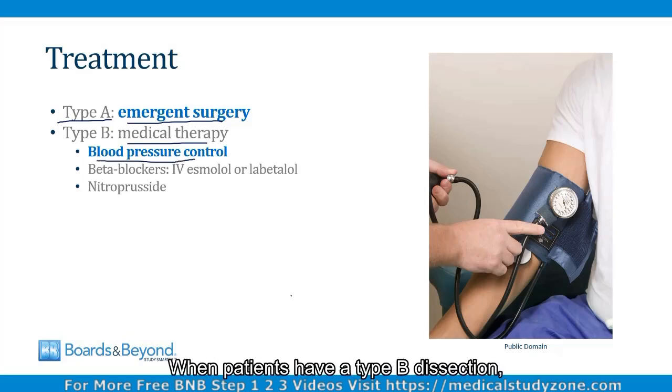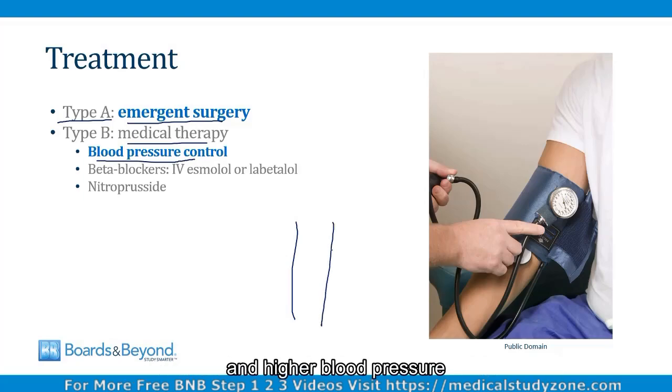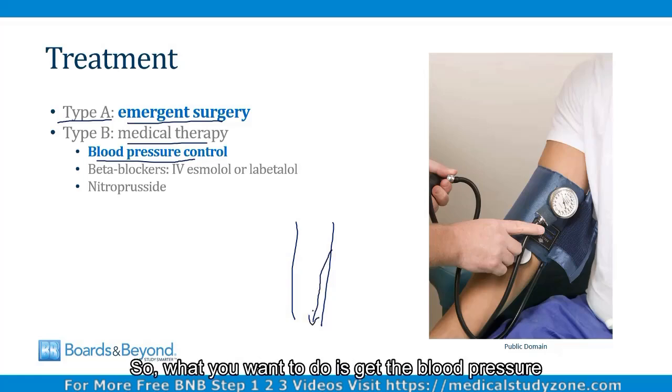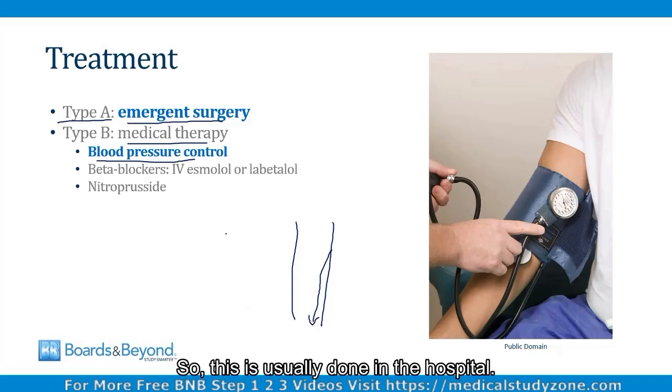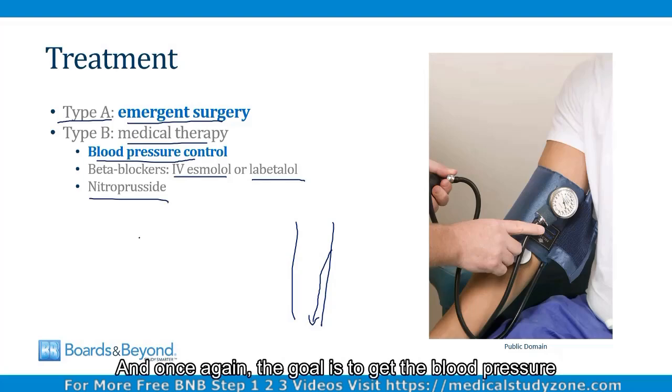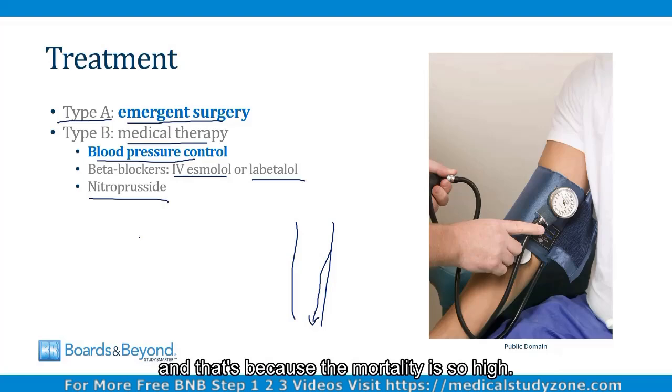When patients have a type B dissection, they have a dissection involving the descending aorta, and higher blood pressure causes that dissection to propagate. So what you want to do is get the blood pressure down as low as possible and give time for the tear in the intima to heal. So this is usually done in the hospital. Drugs that are rapid acting are used, drugs like IV esmolol or labetalol or sometimes nitroprusside. And once again, the goal is to get the blood pressure as low as possible so that the dissection can heal. Surgery is generally not done for type B dissections, and that's because the mortality is so high.